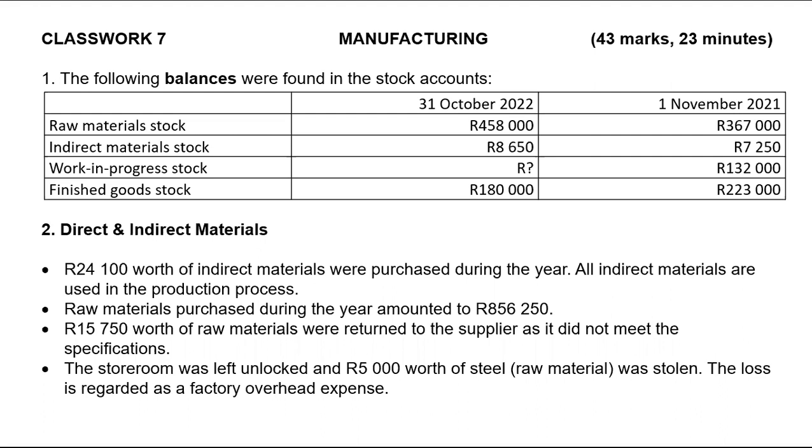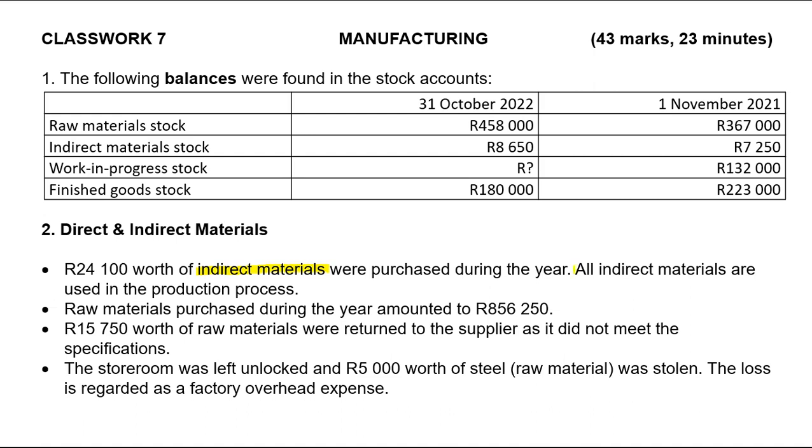Indirect material, please note that that will go to factory overheads. Work in progress will also go to the production cost statement. Finished goods will go to the calculation of cost of sales. Now, with direct and indirect materials, they told us that 24,100 worth of indirect. If they say indirect material, that cannot go to direct material cost. It goes to factory overheads.